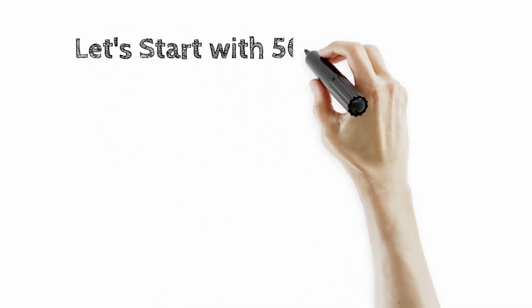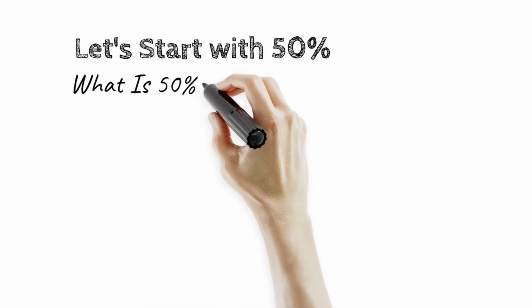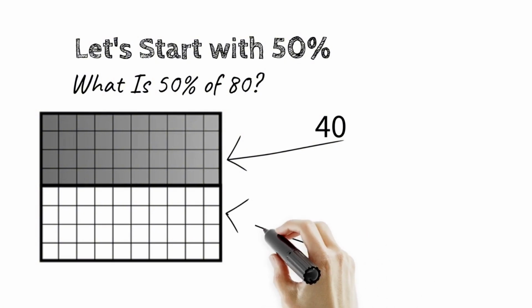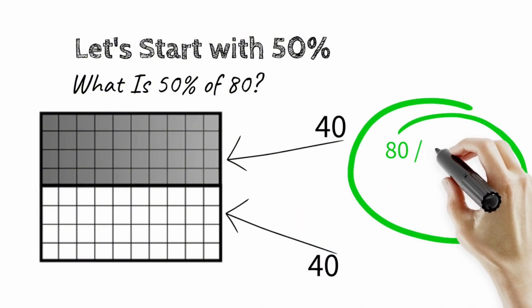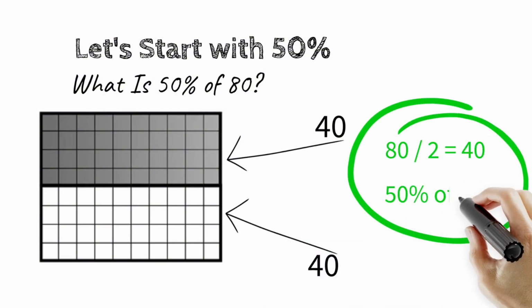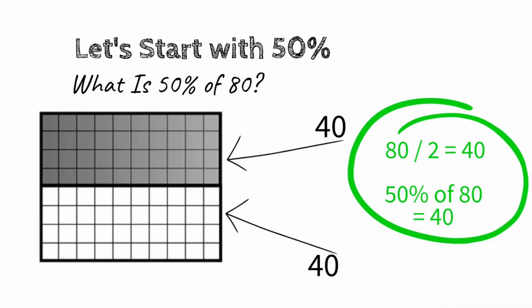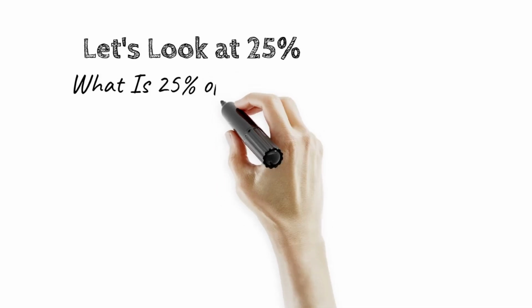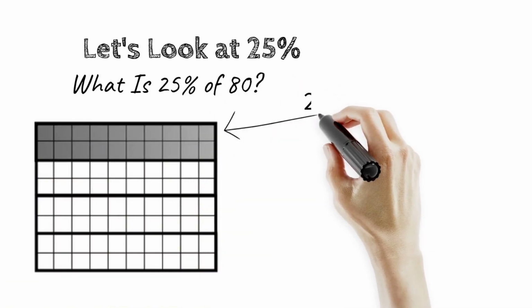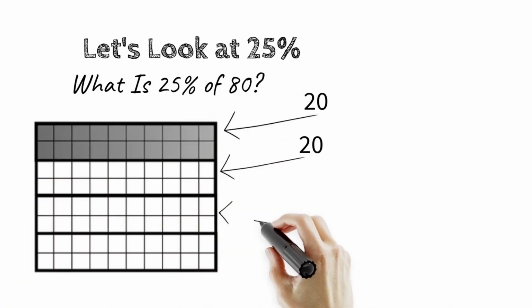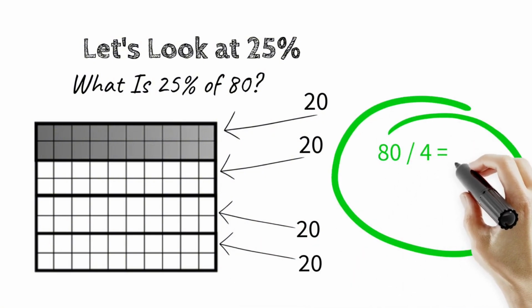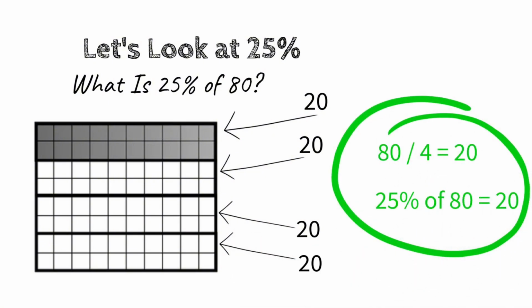Let's start with 50%. What is 50% of 80? If you split 80 into 2 equal parts, each part is 40. So 50% of 80 is 40. Now, let's try 25% of 80. If you split 80 into 4 equal parts, each part is 20. That means 25% of 80 is 20.